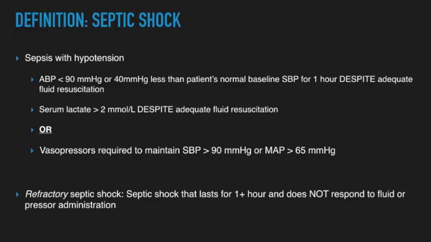So our last definition is septic shock, which is sepsis with hypotension. So a patient that has a systolic blood pressure of less than 90, or 40 millimeters of mercury less than the patient's normal baseline for their systolic blood pressure, despite adequate fluid resuscitation. Another sign is a lactic acid greater than 2 despite adequate fluid resuscitation, and again we'll go over this in a little bit. Or if vasopressors are required to maintain a systolic blood pressure greater than 90 or a MAP greater than 65.